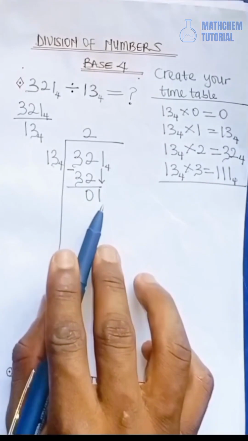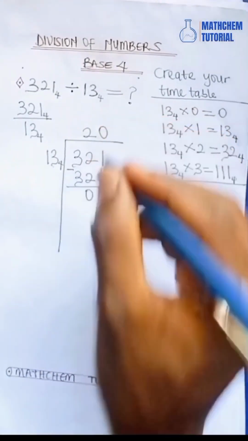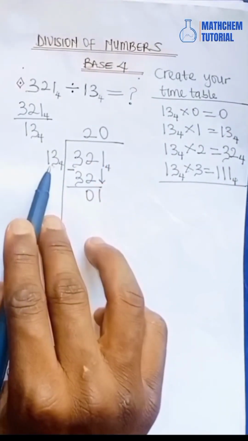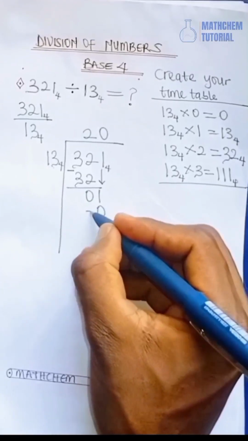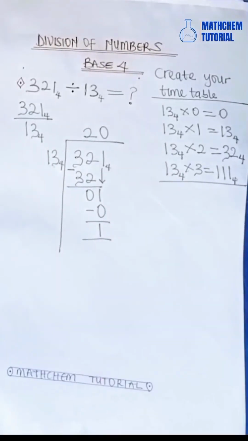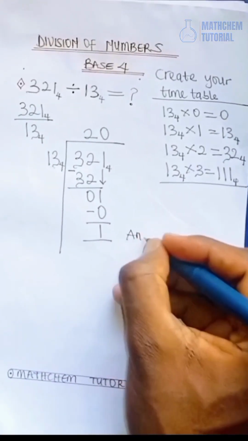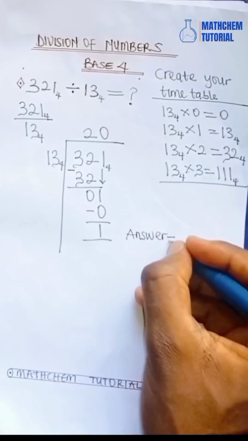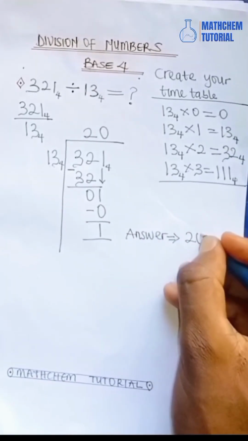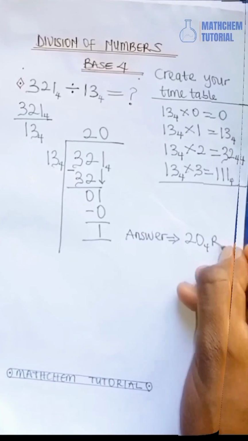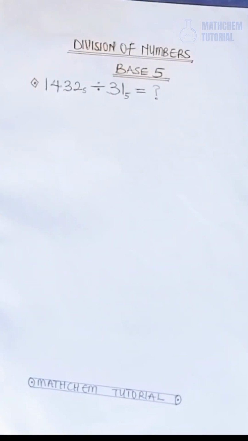So bring down the last digit, which is 1. Then you ask yourself how many 13 can you see in 1, which is impossible, so that will be 0. So it's 0 times 13, and that is 0 again. Then you subtract, and you have the remainder as 1. So the answer is going to be 20 base 4 remainder 1. So that is the answer for that.